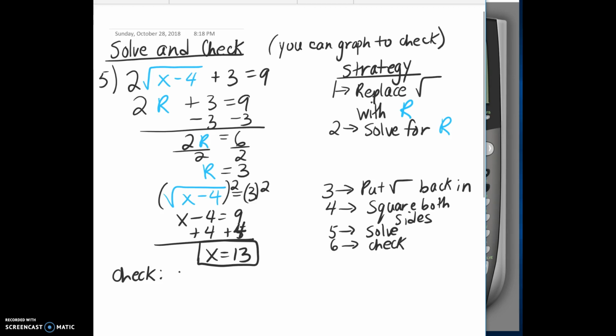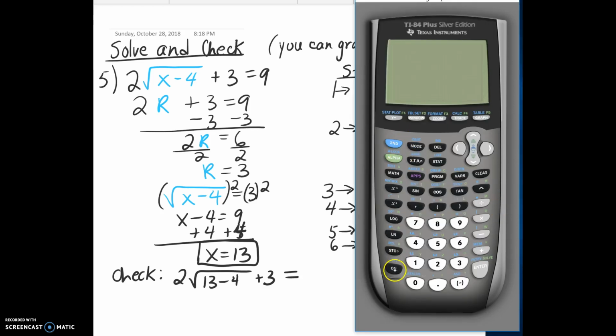Two ways to check. I can plug 13 in and make sure that it comes out to be equal to 9. Or I can plug this in the calculator. So first, I'm going to plug in 2 square root 13 minus 4 plus 3, and that does give me 9.